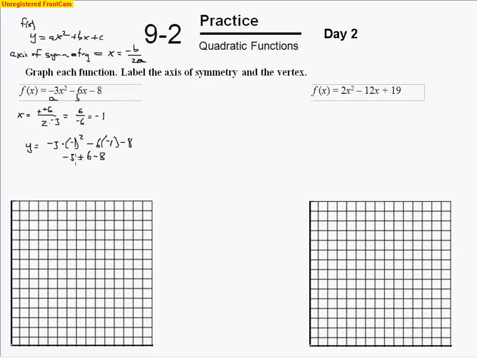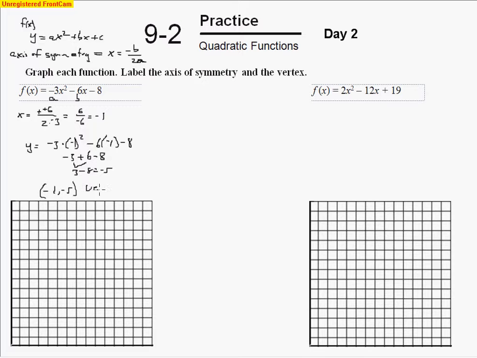You know you're doing something right if these two are opposite in sign and one is double the absolute value of the other. And 6 is double the absolute value of 3. So this gives us positive 3. Minus 8 gives us negative 5. So we've got our vertex: negative 1 comma negative 5. This is the vertex.